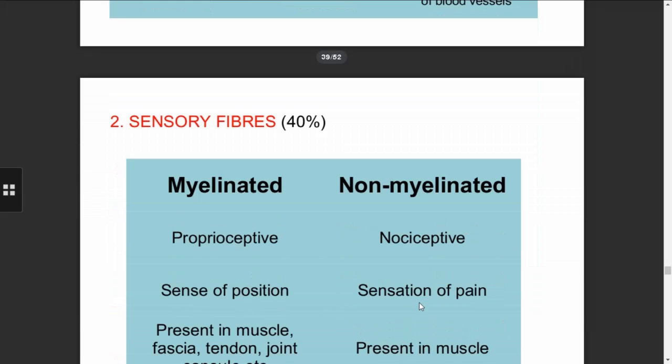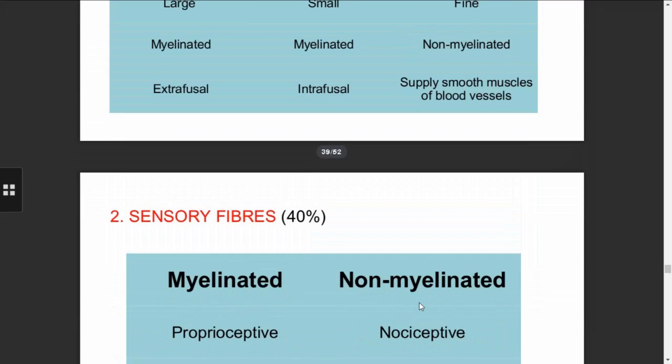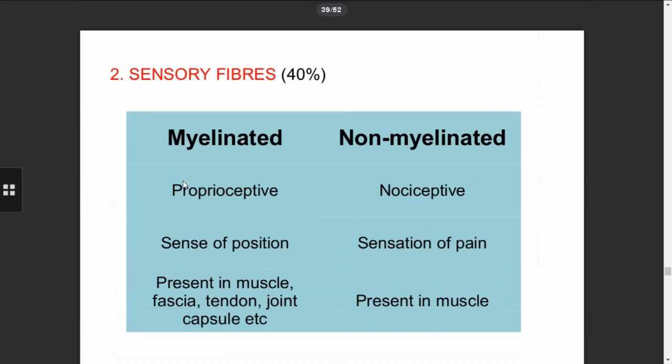The second one is the sensory fibers. They make up 40% of innervation. First is the myelinated. On the basis of myelination, we have divided them into two types: proprioceptive and nociceptive.